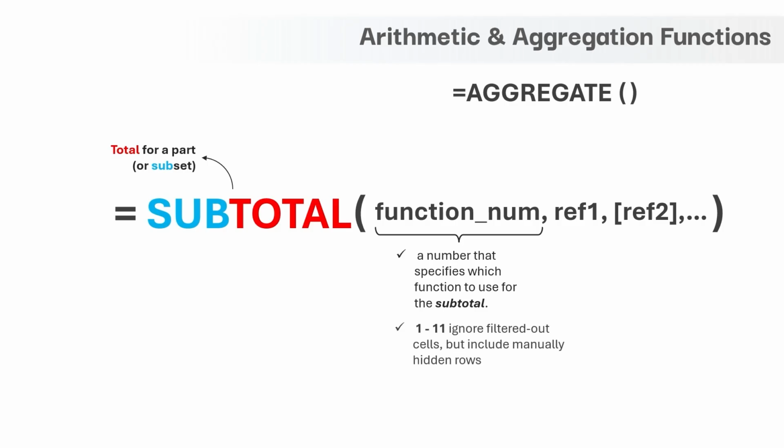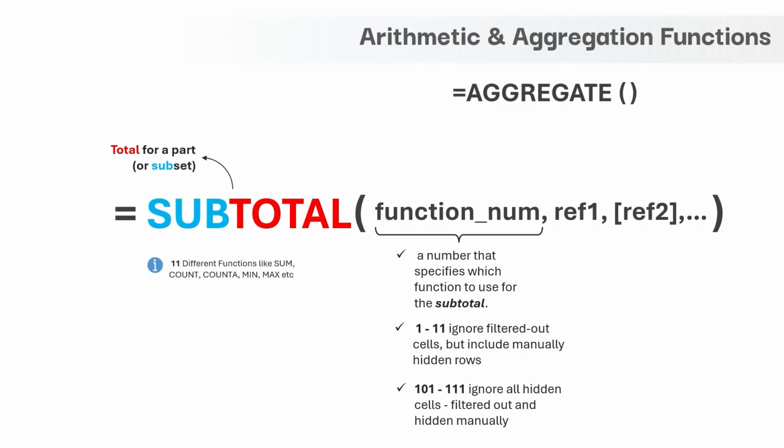If the input is between 1 to 11, it will ignore the filtered cells but will include the manually hidden rows. If the input is between 101 to 111, it ignores both filtered and manually hidden rows. In either of these ranges, we see numbers ranging from 1 to 11, and each number represents a different function in Excel like sum, count, average, max, min, etc., and its entire list is as shown below.